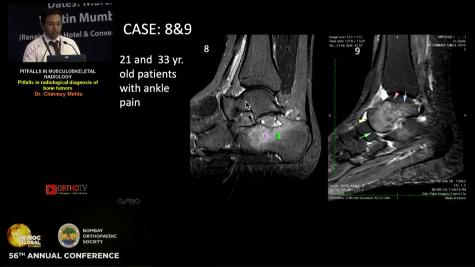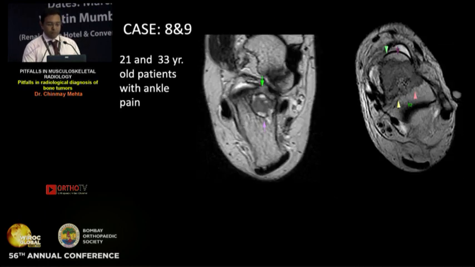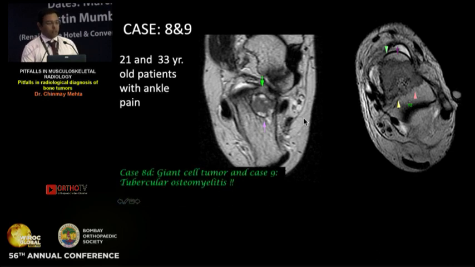This is a 21-year-old patient, this is a 33-year-old patient. Similar looking lesions in the calcaneum and this one's in the talus. These are T1 images, calcaneal lesion, and this is the talar lesion. Two separate patients with similar imaging morphology on MR. These are T2 weighted images. Are these tumors? Are these infections?